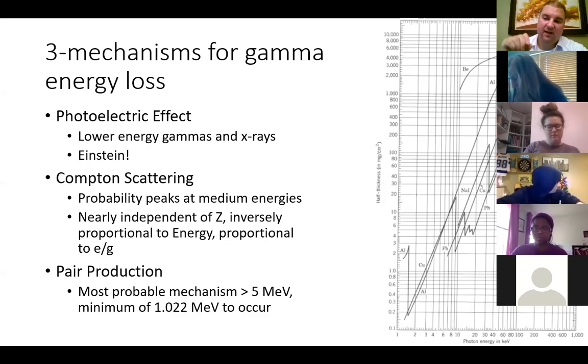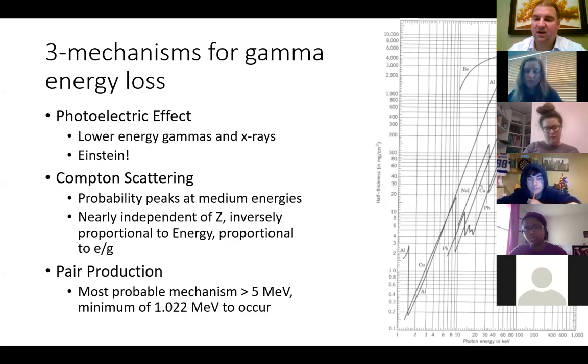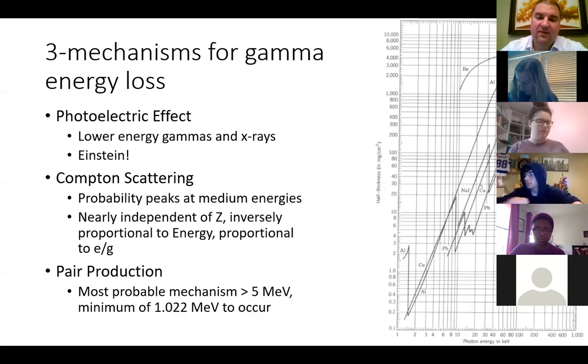X-rays, remember, are defined as coming from decay of electron states in the shells, where those electrons are falling into lower energy shells and they emit an X-ray, whereas gamma rays are coming from nuclear transitions. So we have atomic electron transitions giving us X-rays. We have nuclear transitions giving us gamma rays. They technically overlap in terms of energy. You can have X-rays that are higher energy than some gammas. You can have gamma rays that are lower energy than some X-rays, okay?